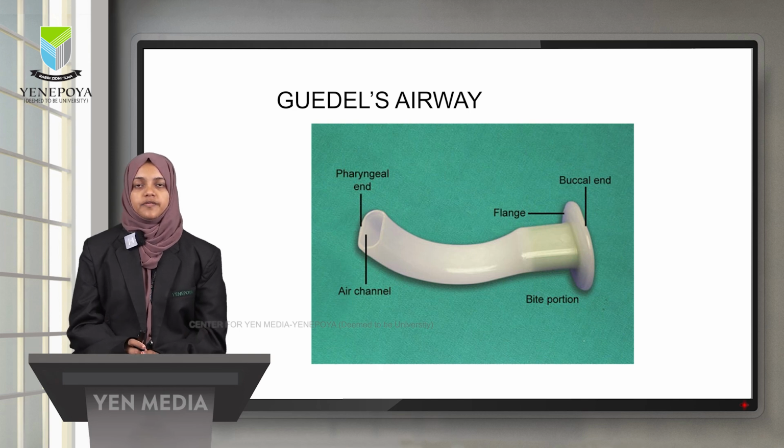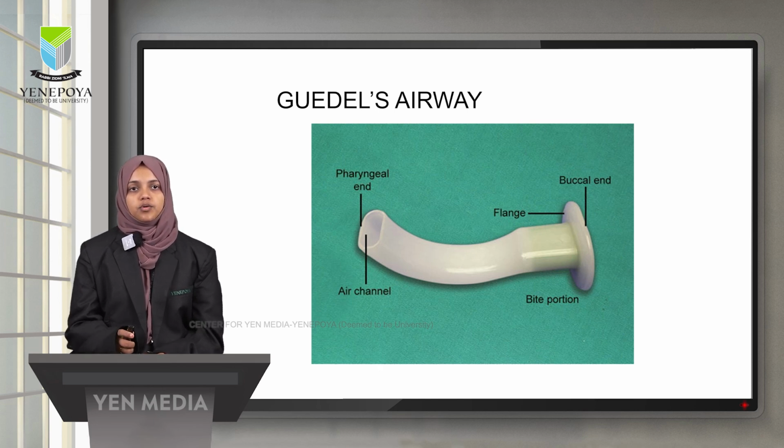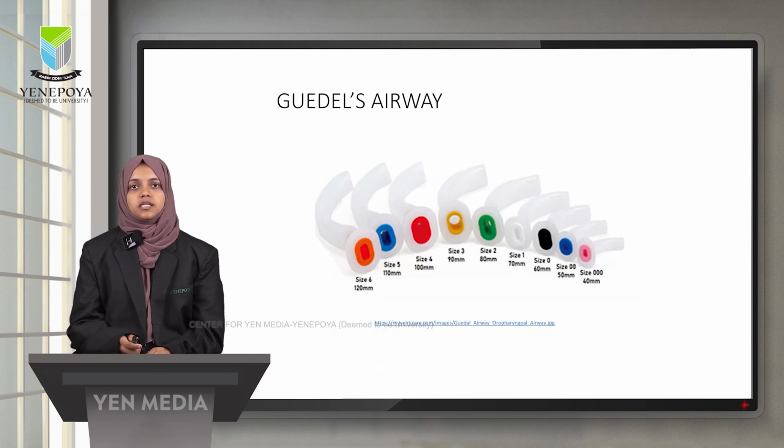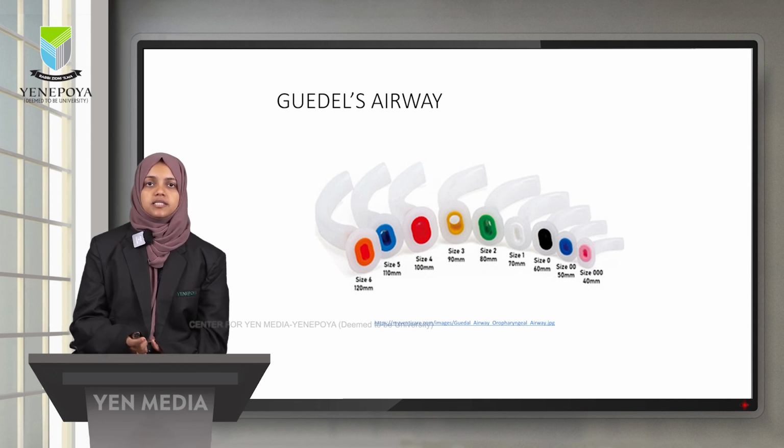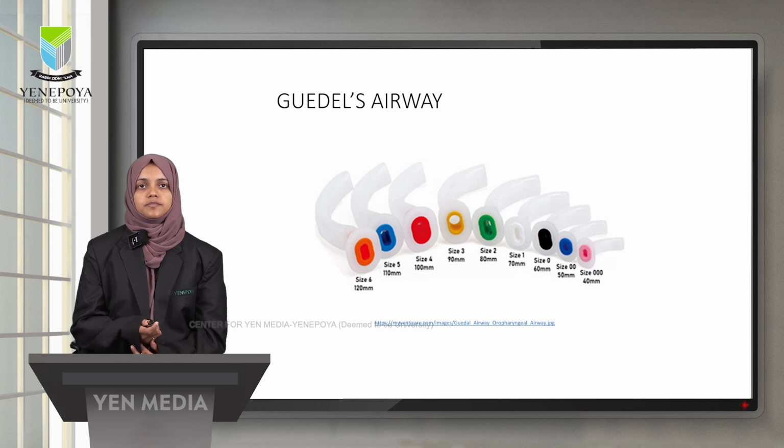You can see the parts of a Gudel's airway. At the buccal end there is a flange, bite portion and an air channel. The bite portion and air channel have a patent lumen, which helps to maintain the airway patent. The color codes of oropharyngeal airways vary from pink to red. The smallest one, size 000, is for neonates and the largest one is for a large adult. So you can identify each size by its color code.